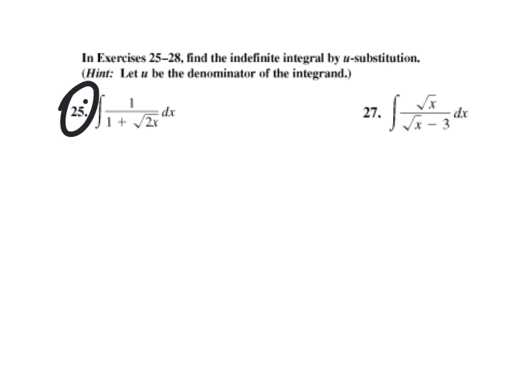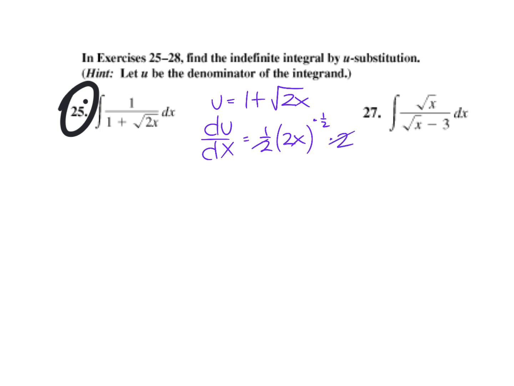Okay, so for a little explanation on the ones that you were asking about, in question 25, it does say let u be the denominator of the integral, so we're going to let u be 1 plus root 2x. Therefore, du dx is equal to, I'll think about this as 2x to the 1/2. So that's going to be 1/2 times 2x to the negative 1/2, but multiplied by the derivative of the inside by the chain rule, which is 2. So it's going to cancel my 1/2 and 2 there.